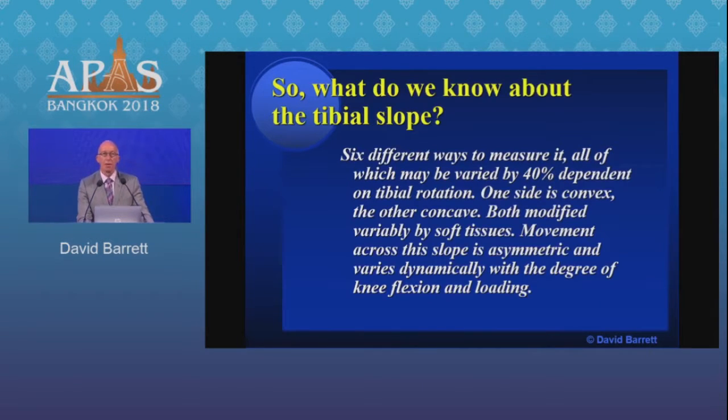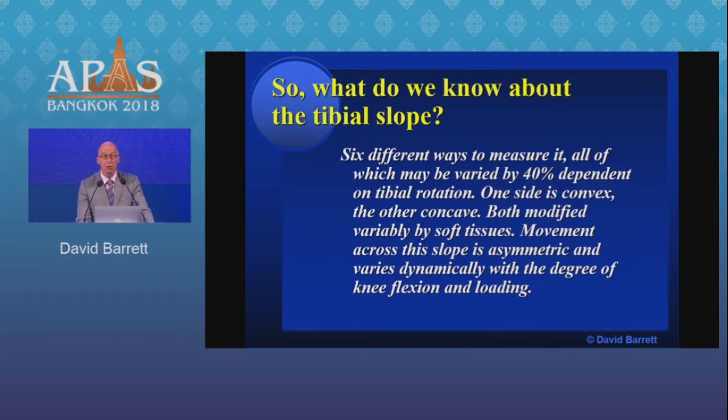So, when you thought you knew about the tibial slope, there are 6 different ways to measure it, and during that variation, we may alter our view by about 40%. The tibial slope is not flat. On one side it's convex, on the other side concave, and it's variably modeled by the soft tissues. The movement across the slope is asymmetric, and it varies dynamically with the degree of knee flexion and loading.